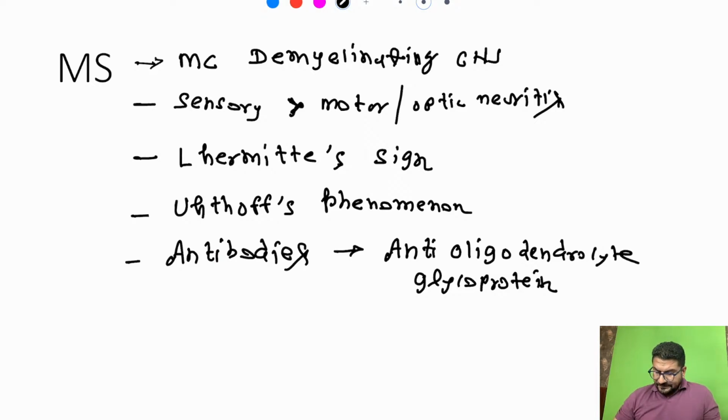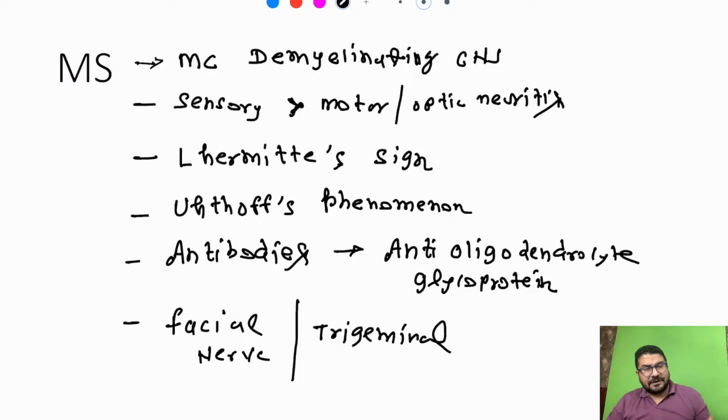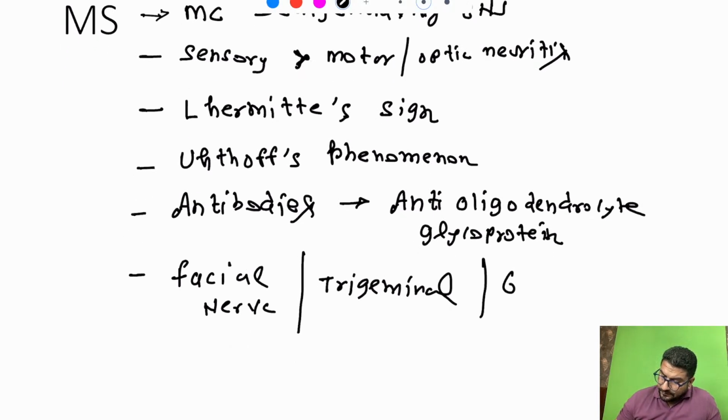Now try to understand what else they can ask you. In MS you will notice there is involvement of nerves. Now which nerves are affected? You can see there is involvement of the facial nerve. The patient can develop facial nerve palsy. Any other cranial nerve, you can say there is involvement of the trigeminal nerve. Then you can also see there is involvement of the glossopharyngeal nerve. So these are three cranial nerves which are affected.